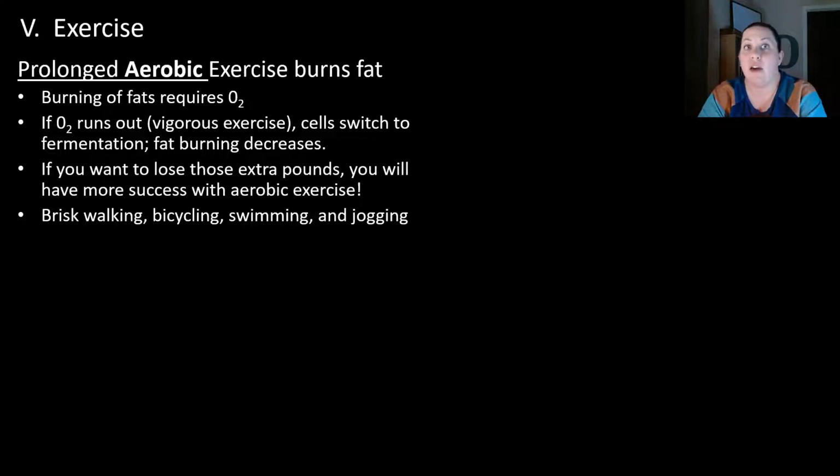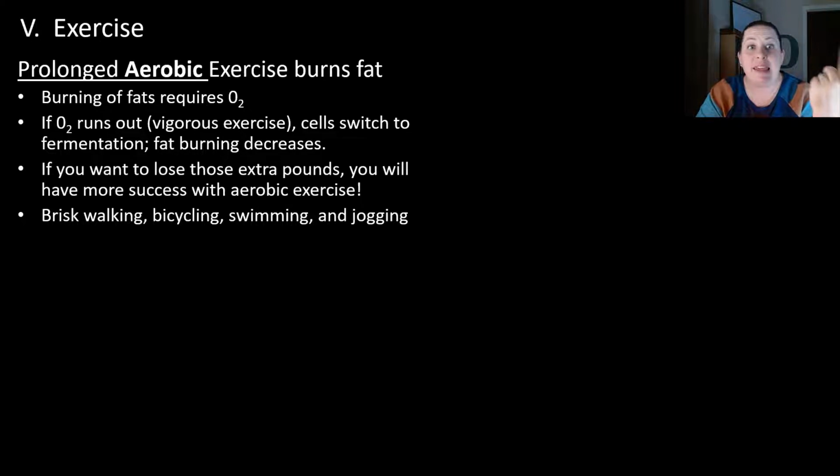If oxygen runs out through vigorous exercise, like you're sucking air, because you're not getting enough oxygen into your bodies, cells will switch to fermentation. And fat burning decreases. And so guys, when we talk about people getting in shape, it's not so much about this kind of shape. It's talking about getting shape in your lungs and your heart so it's more efficient at delivering oxygen to your cells. The better they are able to get oxygen to your cells, the better your cells are able to break down fat. So if you want to lose a few extra pounds, you will have more success with aerobic exercise than anaerobic exercise.